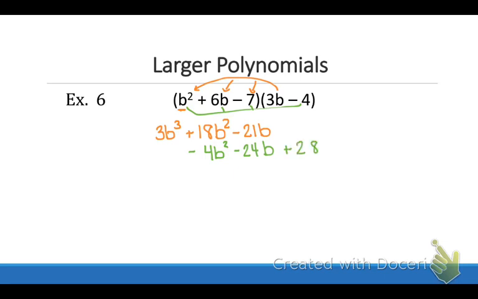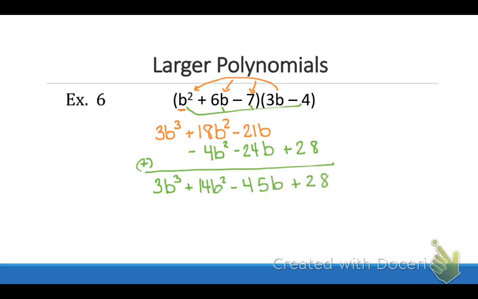Now I do this because I still have to combine my like terms. I've got 6 terms here, and if I line it up vertically and just combine by adding things together, that gives me 3b cubed, nothing's like with that. 18b squared minus 4b squared would be positive 14b squared. Negative 21b minus 24b would be negative 45b, and then just recopy the plus 28. So it simplifies to a polynomial with 4 terms, degree 3, leading coefficient is 3.